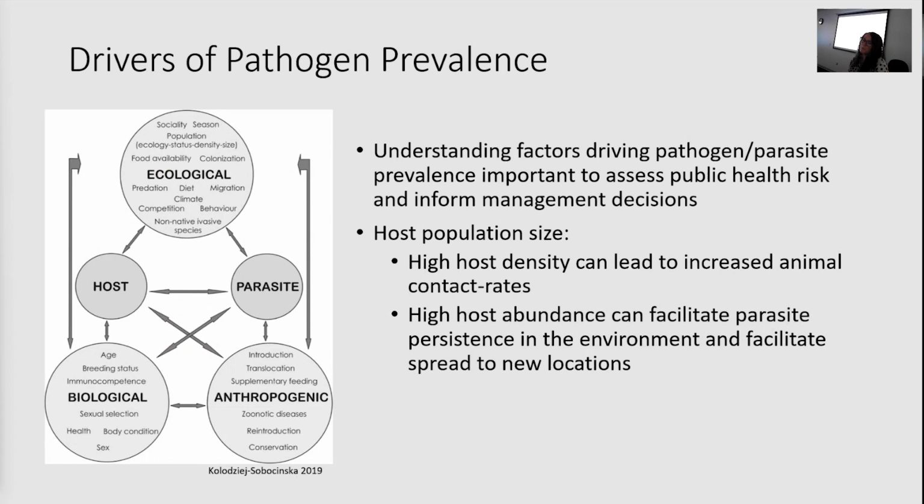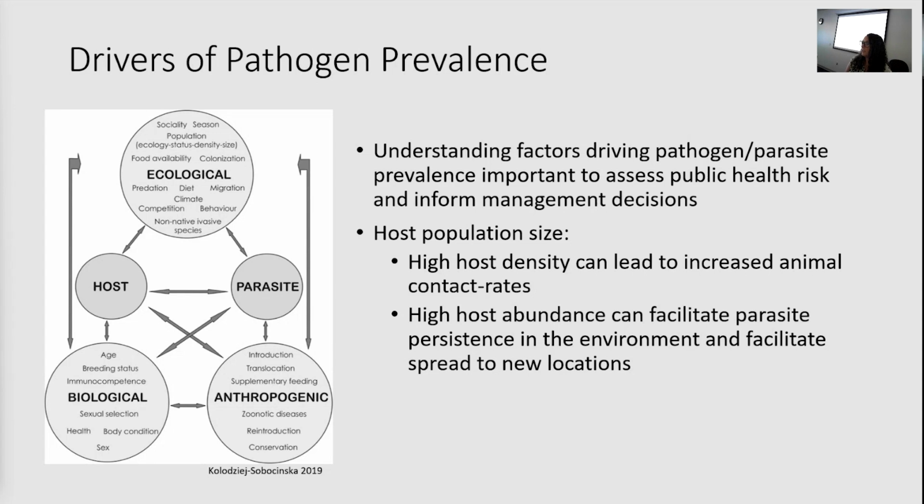To understand disease risk, we need to understand what's driving pathogen prevalence. And there are many factors that can play a role in shaping disease dynamics. One of them is host population size, which is something that I focused on in my study. There are two measures of host population size that can have varying effects on pathogen prevalence. Those include host density, which is the number of individuals within a specific unit area, and host abundance, which is the total number of individuals within a population.